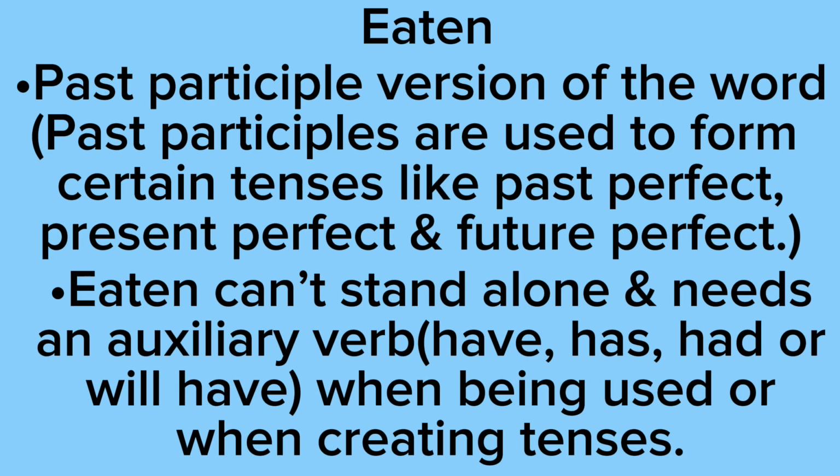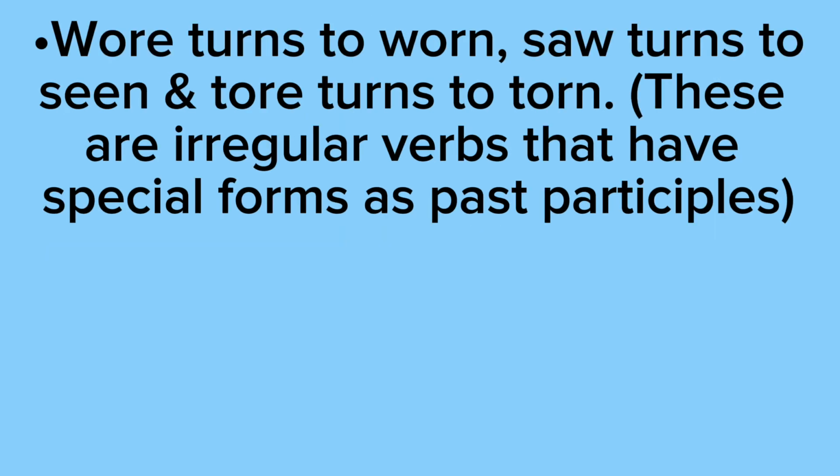Eaten can't stand alone and needs an auxiliary verb like have, has, had, or will have when being used or when creating tenses. Wore turns to worn, saw turns to seen, and tore turns to torn. These are irregular verbs that have special forms as past participles.